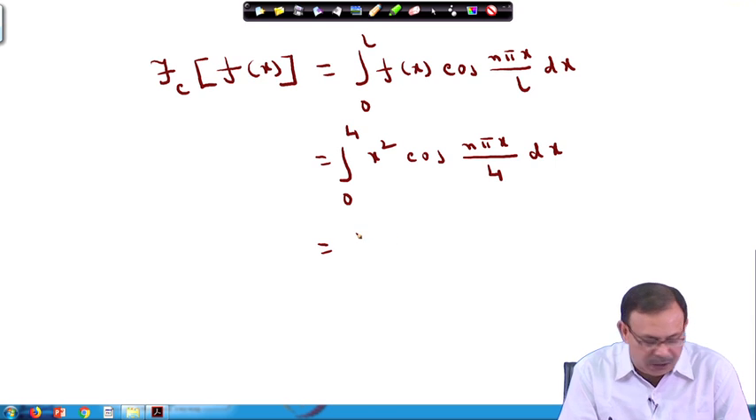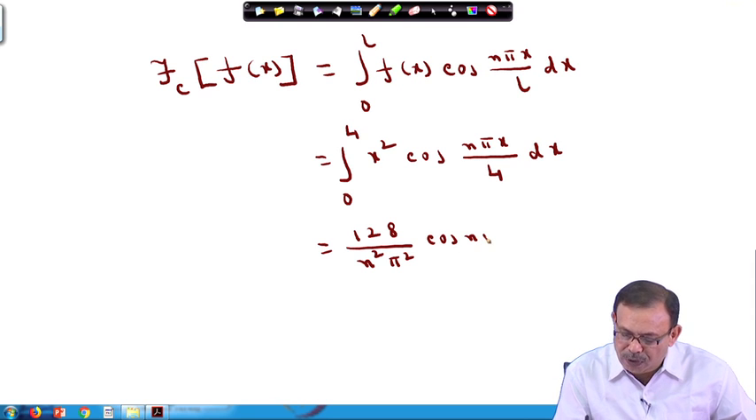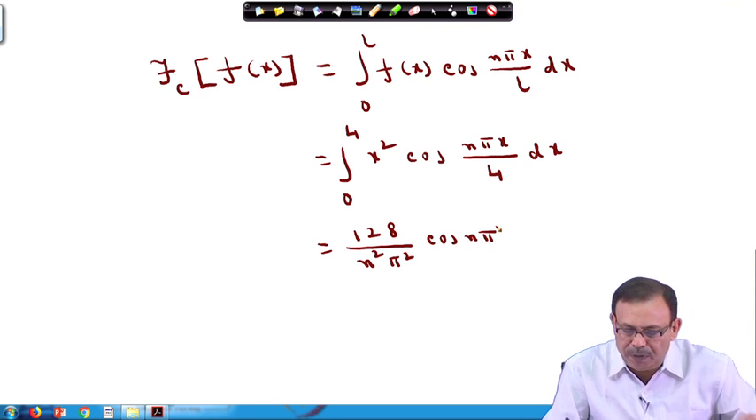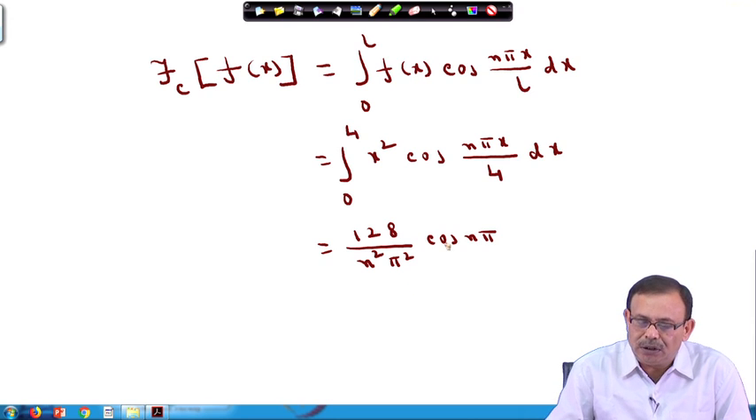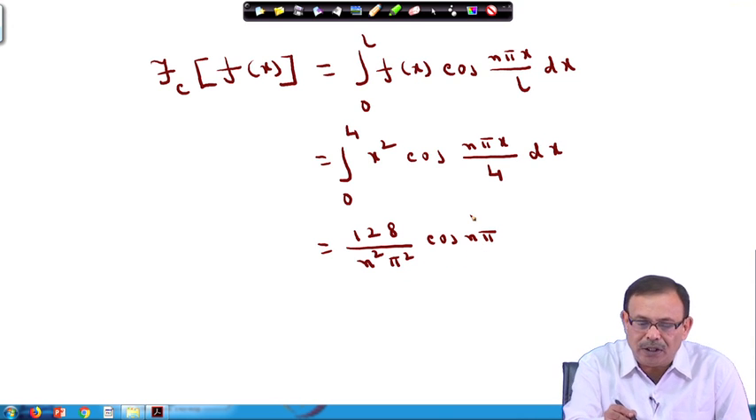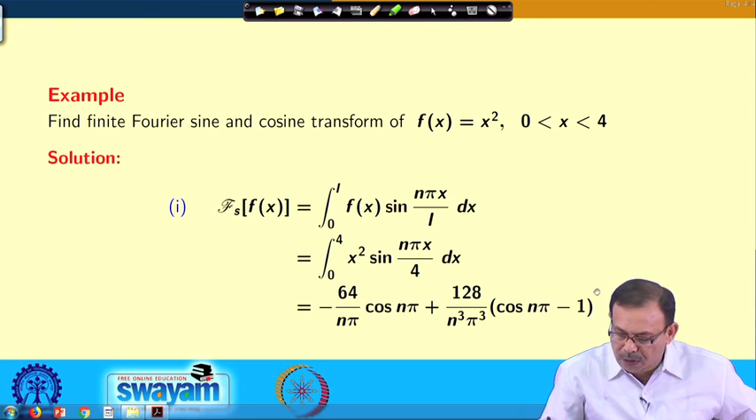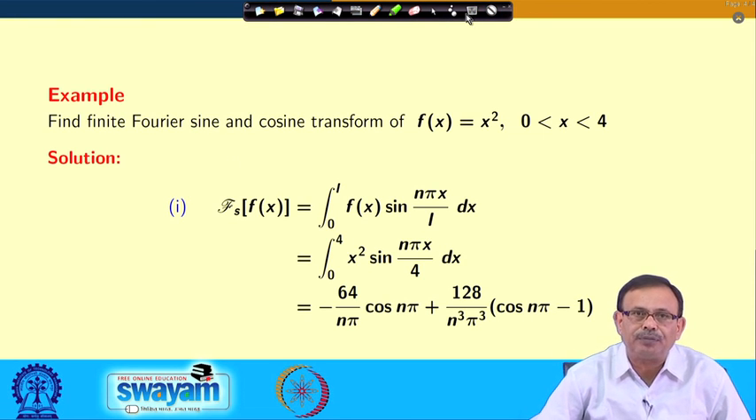If I evaluate the integral, I will obtain the value 128 by n square pi square into cos of n pi. So the Fourier cosine transform of f(x), where f(x) is x square and x lies between 0 and 4, equals 128 by n square pi square into cos of n pi. We have done it up to this.